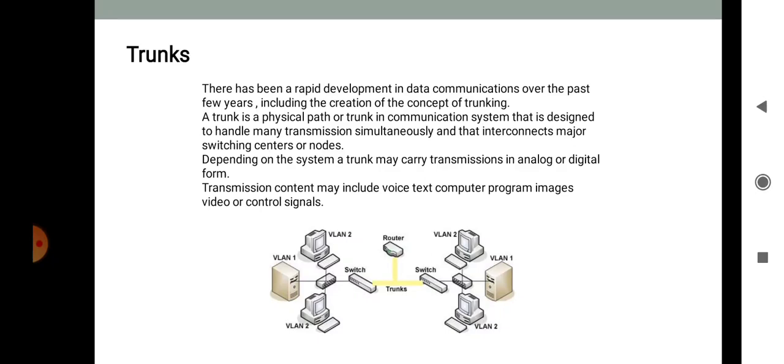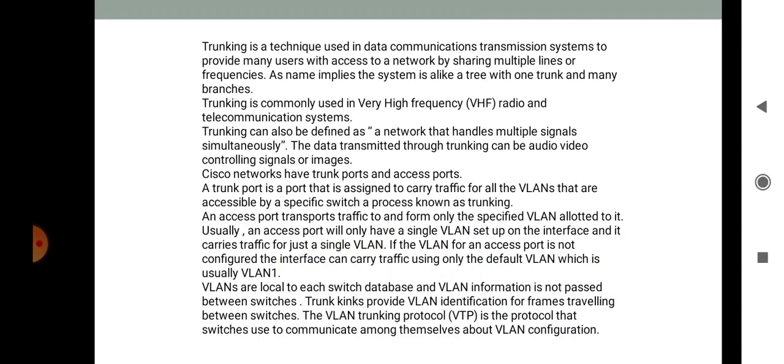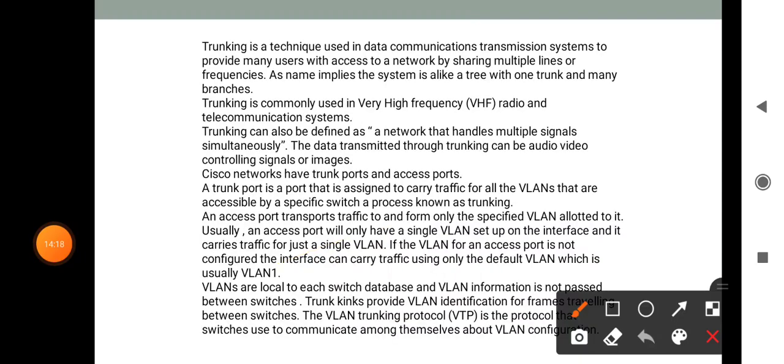As the name implies, the trunk system is like a tree with one trunk and many branches. Trunking is commonly used in very high frequency, that means VHF, radio and telecommunication systems. Trunking can also be defined as a network that handles multiple signals simultaneously, and the data transmitted through trunking can be audio, video, controlling signals, or images.